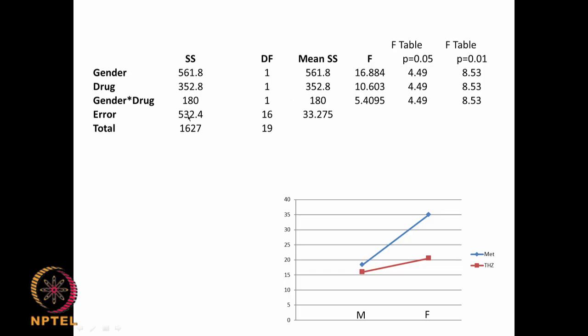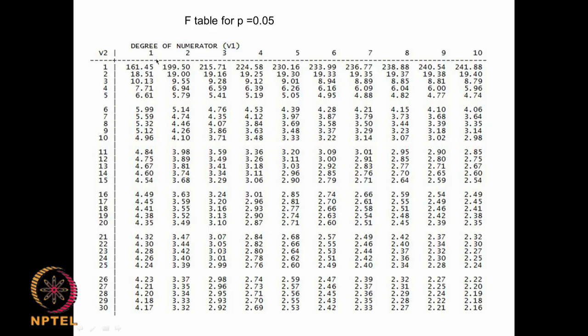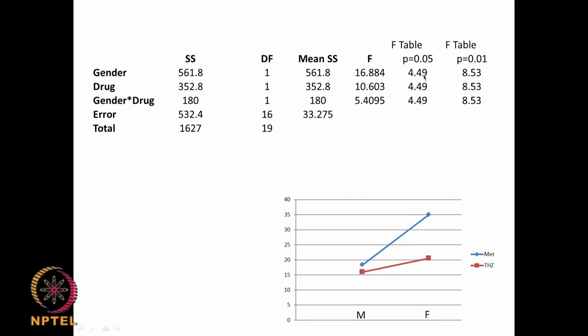Now, error is 532 divided by 16, which is 33. Now, how do you calculate F for gender? This divided by error. How do you calculate for drug? This divided by 33, gender into drug 180 divided by 33. Now, let us go to the F table for 1 and 16 degrees of freedom, 4.49 at 95%. So, at 95% confidence, all these 3 are significant.